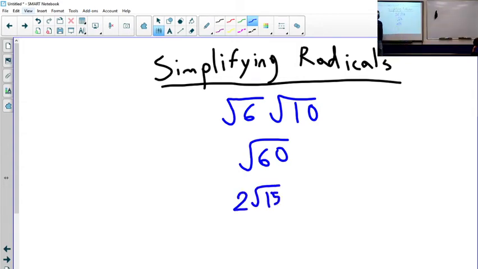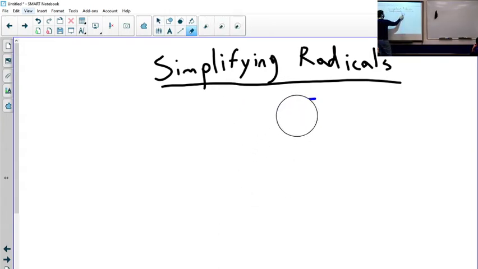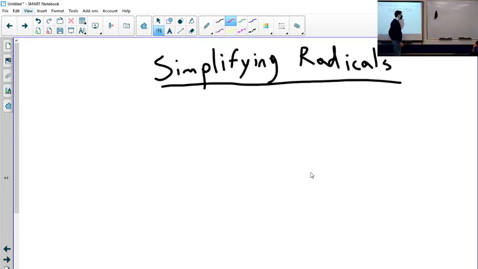You should have a pair of 2's coming out of the square root. You should have a 3 and a 5 by themselves, no pair to go with them, left inside the square root. So 2 square root of 15. All right. Next.